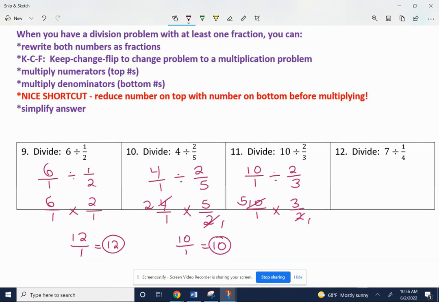Now multiply the tops and the bottoms. 5 times 3 is 15. 1 times 1 is 1. 15 divided by 1 is 15.